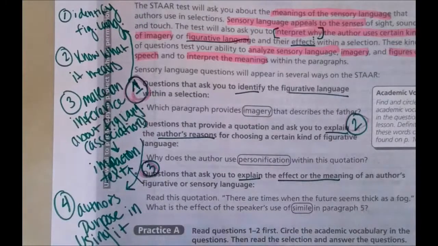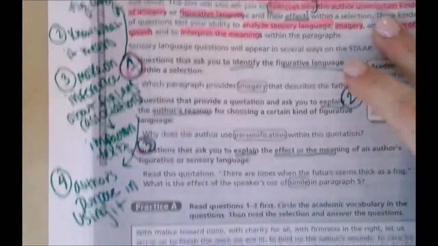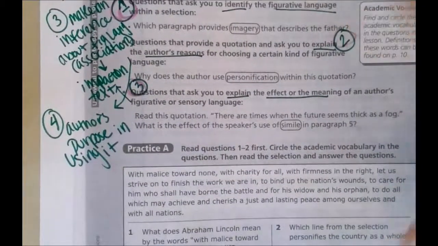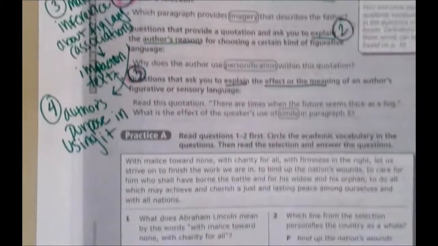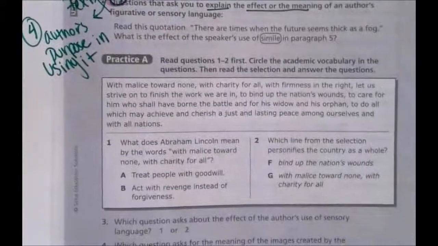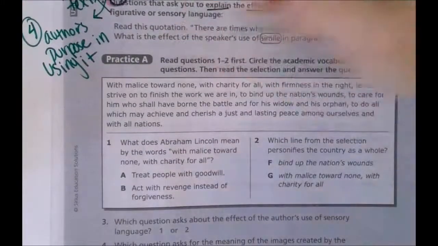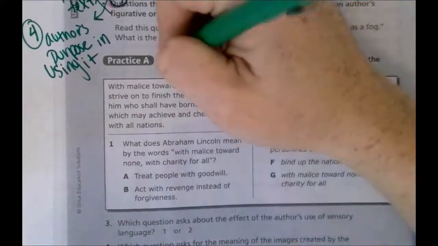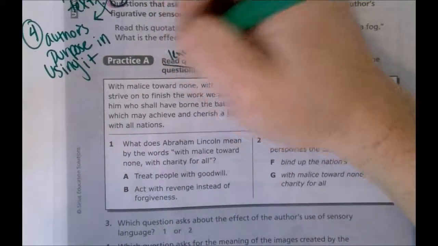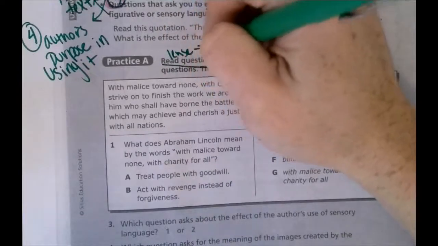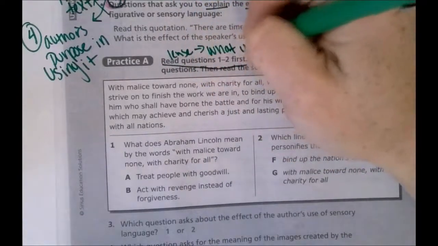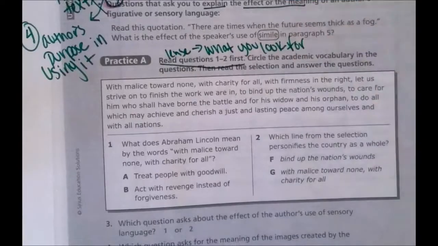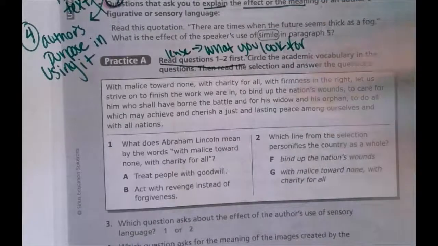So, now let's give it a try. It says read questions 1 and 2 first. So when you read the questions first, what that does is it gives you a lens. It tells you what you are looking for when you annotate. So I'm going to look at the questions.